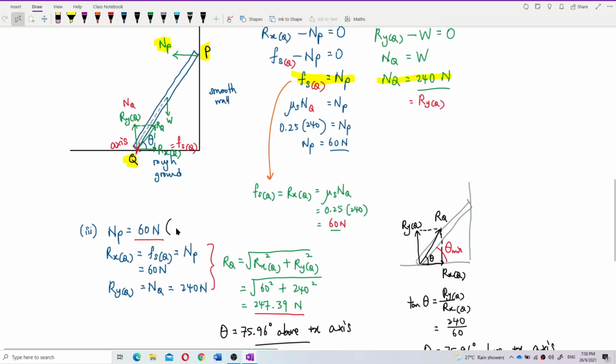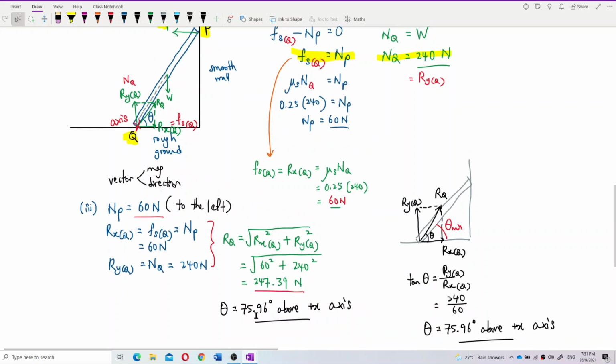You must say to the left. Say its normal force is to the left, because it's a vector. For a vector, you need to give the magnitude and direction, not just the magnitude. So normal force is 60 Newton, direction to the left, and then the reaction force for Q is 247.39 Newton, and direction is 75.96 degree above the positive x-axis.